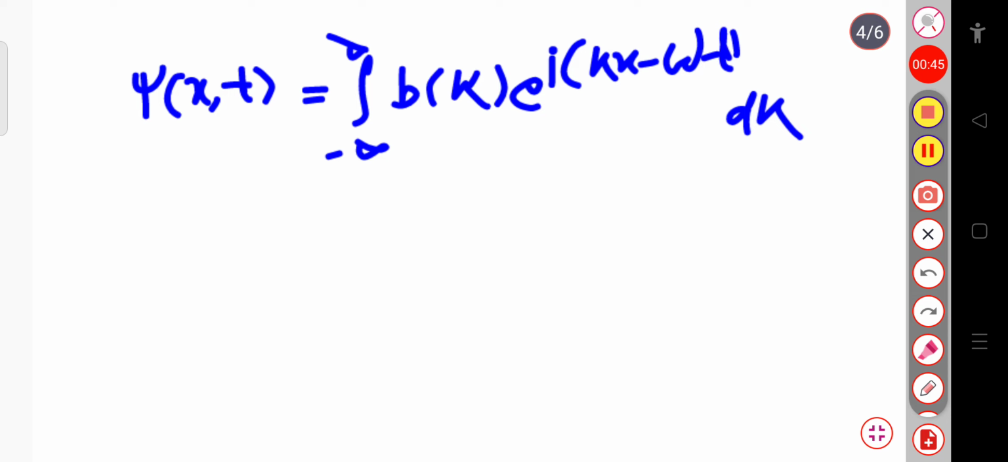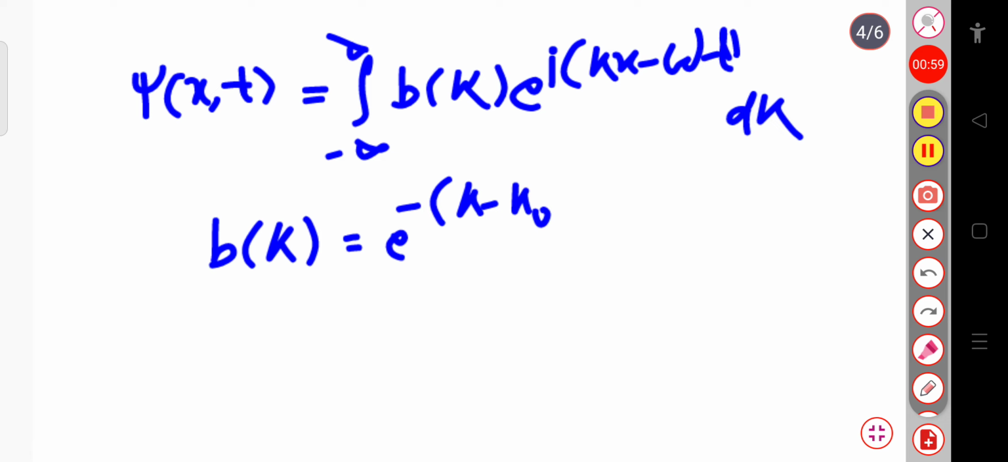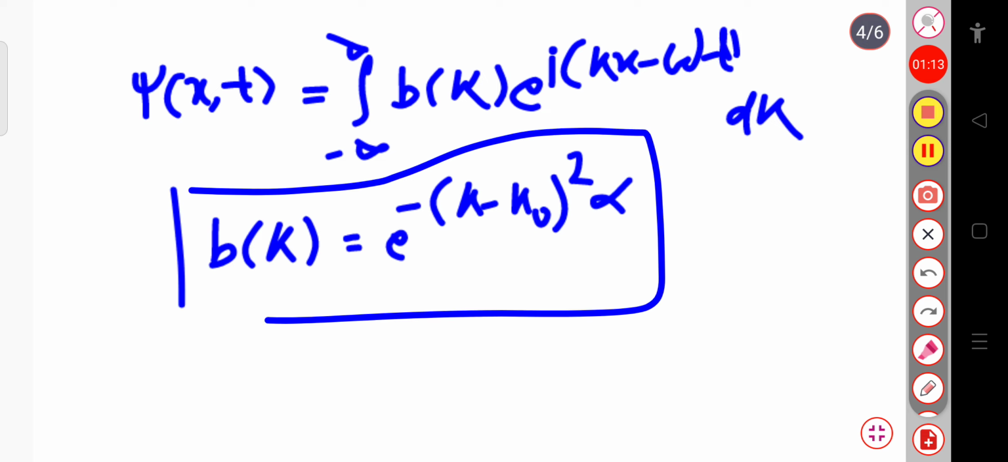In general, this is the representation of the wave packet, where b of k is suppose equal to exponential minus (k minus k naught) whole square into alpha. If this is in this form, that is exponential minus of something square into some constant, where alpha is some constant, then this particular function is used for the Gaussian representation.